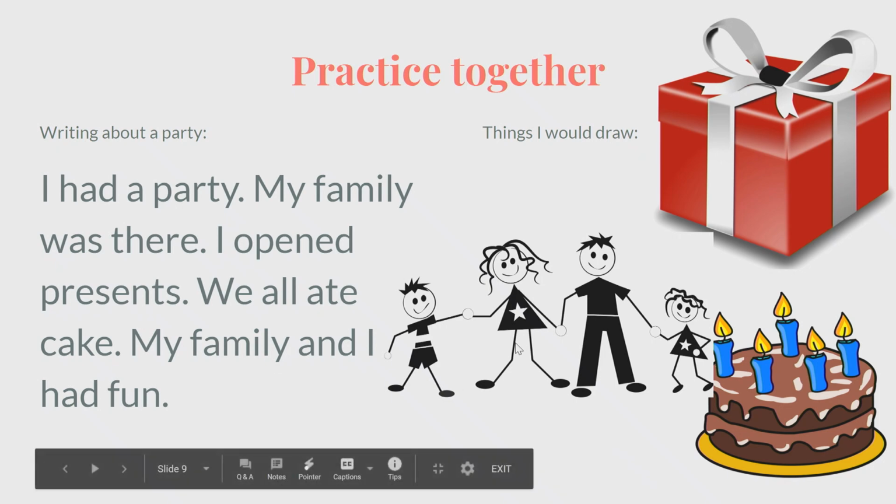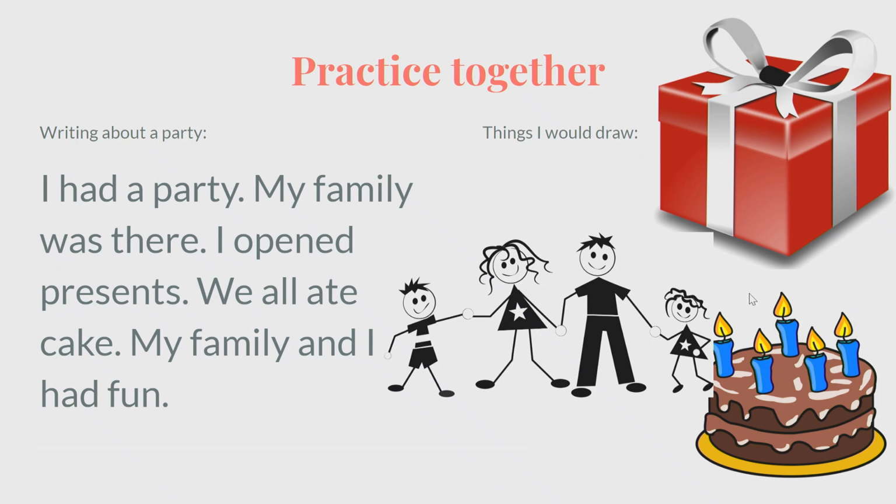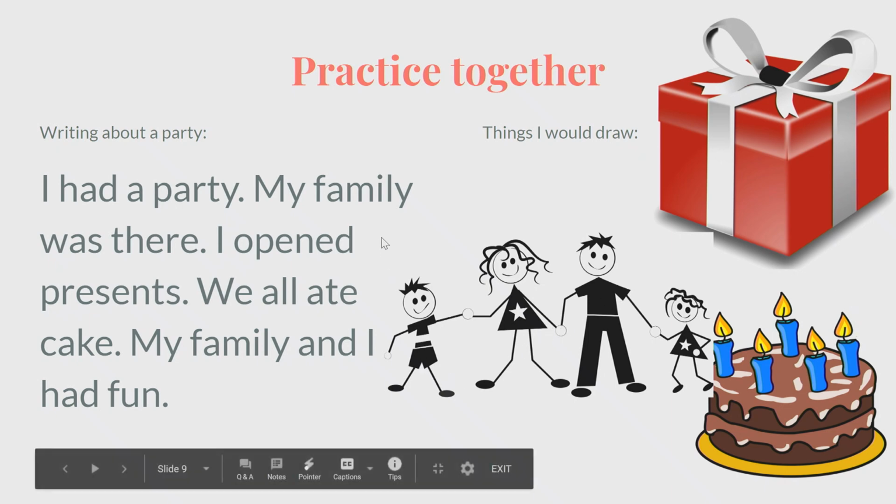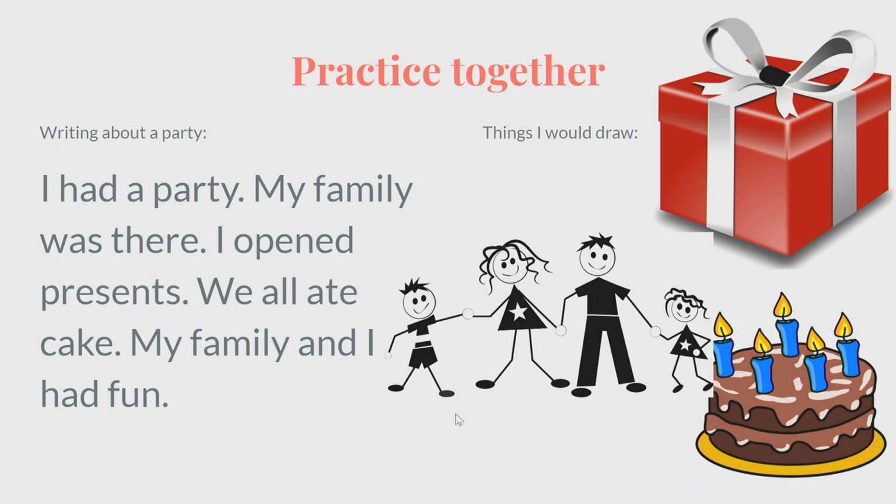It says, we all ate cake. So I have a picture of my cake. And my family was there, so I also have a picture of my family on the screen. That way, my picture and my words match. You always want to make sure that your pictures and your words match.